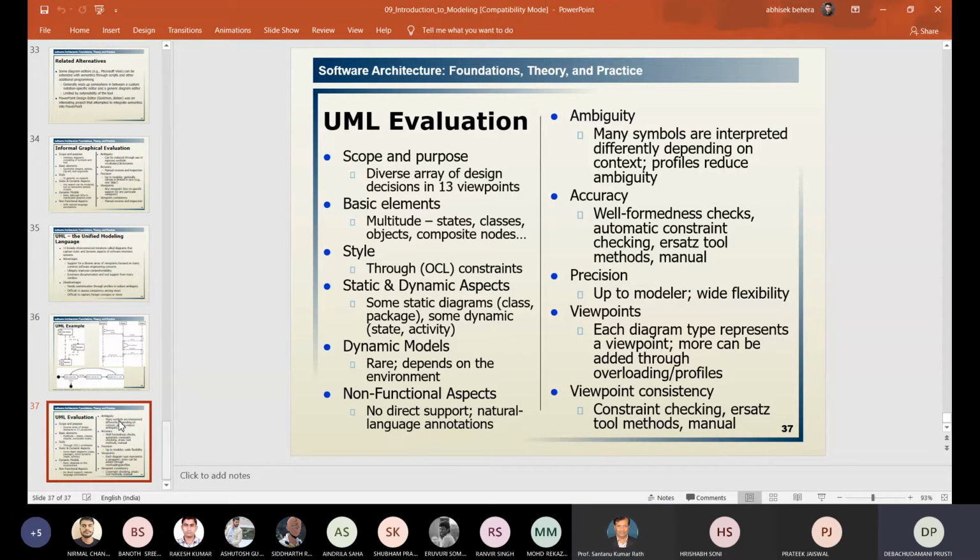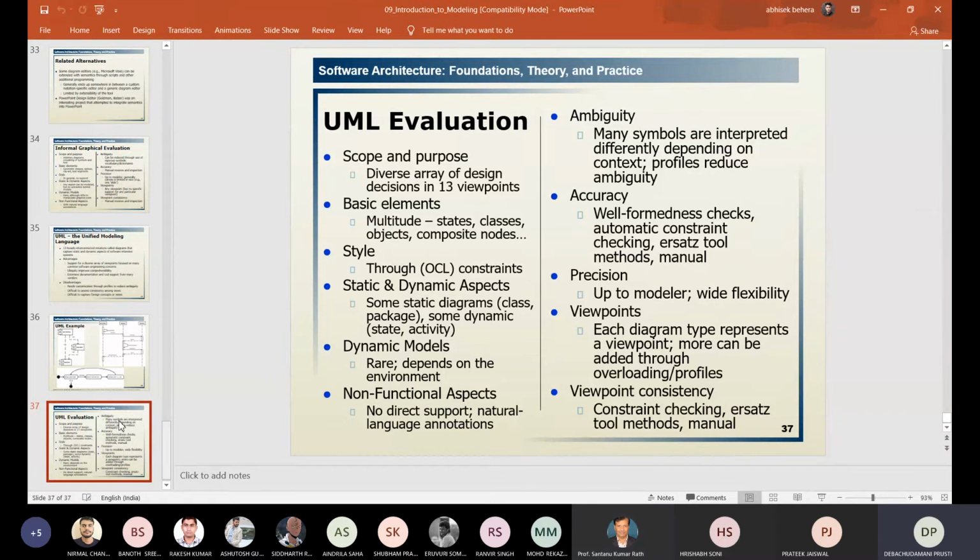This is the activity or the state, and which state the system is in. So these are some static and dynamic aspects. Then the dynamic model: these are very rare and it depends upon the environment or platform in which you are doing your modeling. Then the non-functional aspects: there is no direct support of any non-functional properties. And there is some natural language analysis. Ambiguity: many symbols are interpreted differently depending on the constraint. This is where the profile reduces ambiguity.